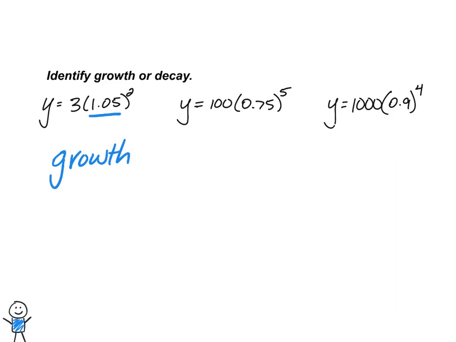The second one has 0.75, which is a value less than 1. So this represents an exponential decay function. And the third one is 0.9, which is also less than 1. So this represents an exponential decay function.